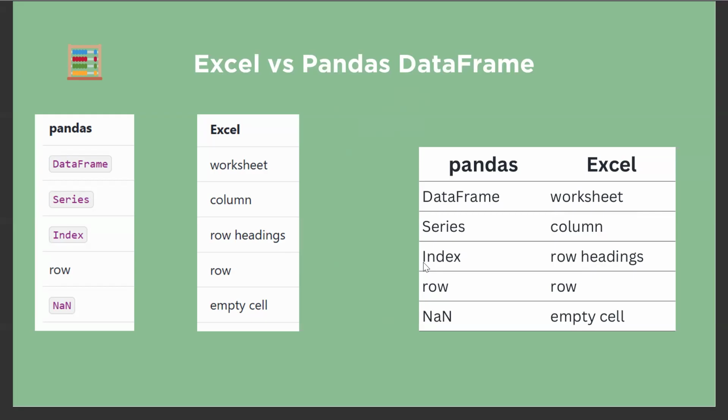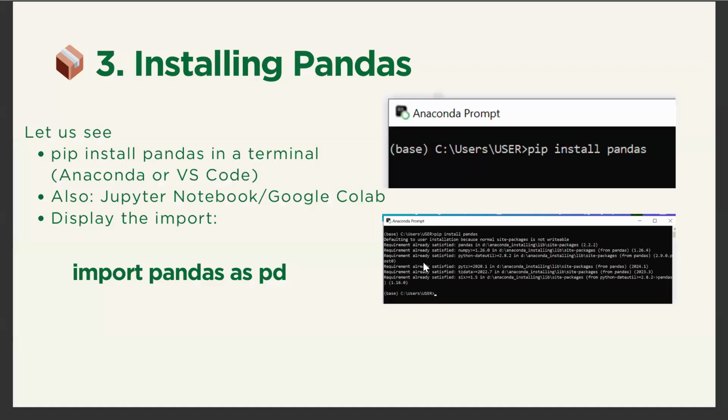Row headings in Pandas are the index. I'm saying row heading, right? In Excel, we have rows, and in Pandas also it's rows. In Excel, we often find an empty cell, but in Pandas, it is defined as NaN, which is not a number.